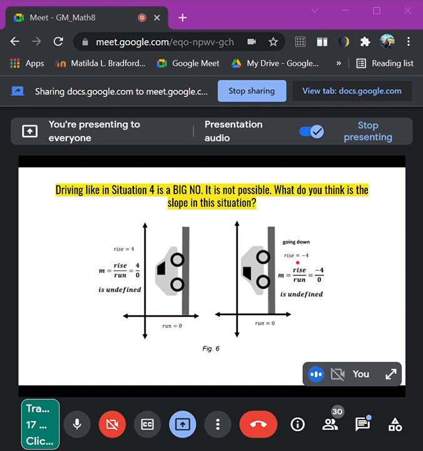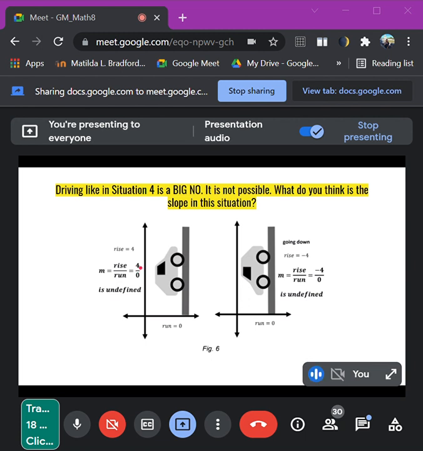Because, as you have said a while ago, it's not safe to drive while sending messages or using your cell phone. So here, in this figure, Figure 6, as you can see, the slope is undefined. If the road is vertical, it's not possible to drive, right? So you have there your rise is 4 and then your run is 0.